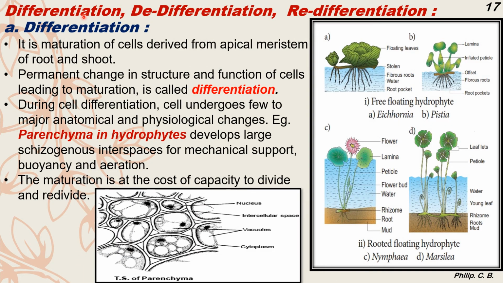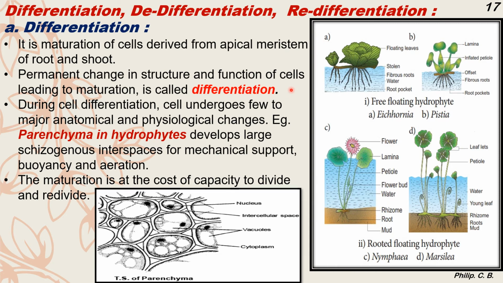Moving further: differentiation, de-differentiation and redifferentiation. Students, until now we might have come across the term differentiate or differentiation, right? To differentiate parts of the plants or parts of the flower. But now here we also learn about de-differentiation and redifferentiation. First, differentiation. It is maturation of cells derived from apical meristem of root and shoot. So here maturation takes place in the apex of the shoot and root. Permanent change in structure and function of cells leading to maturation is called differentiation.